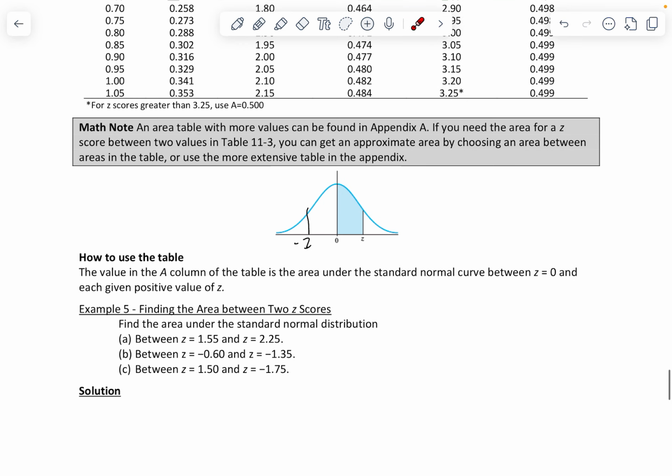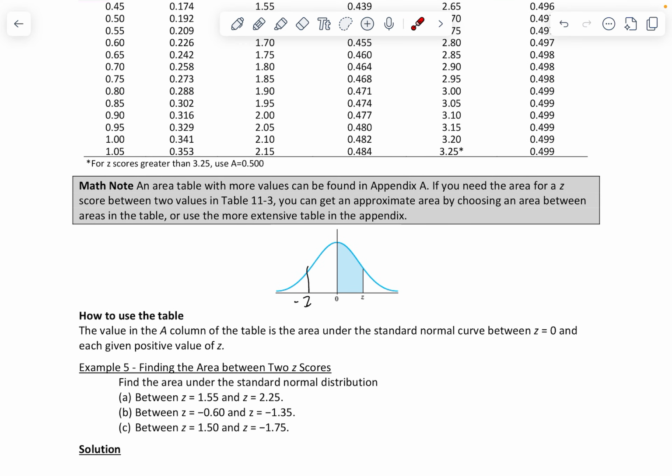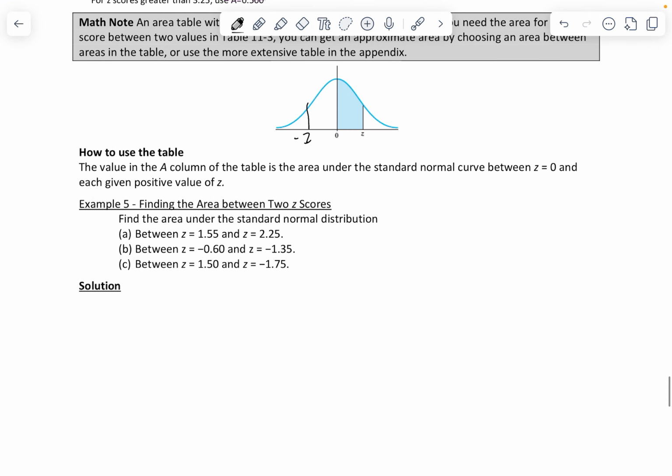So again, how to use the table. The value in the A column of the table is the area under the standard normal curve between z equals 0 and each given positive value of z. So let's do a few examples. We want to find the area between two z-scores. We want to find the area under the standard normal distribution, first of all, between z equals 1.55 and z equals 2.25. Okay. A picture is always helpful here.